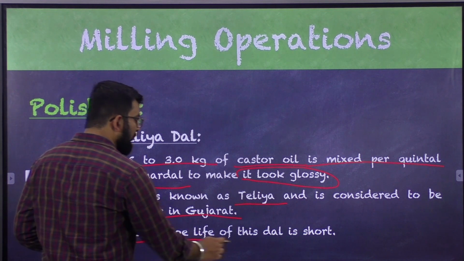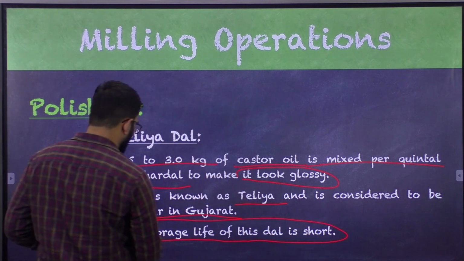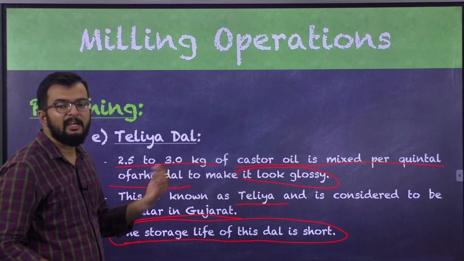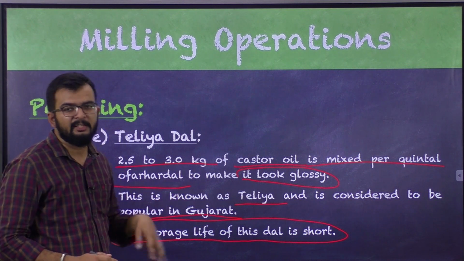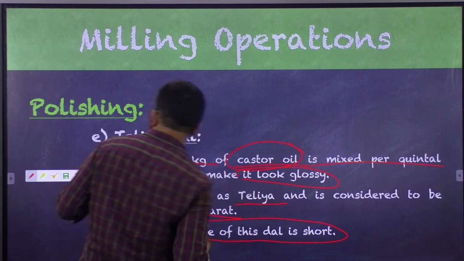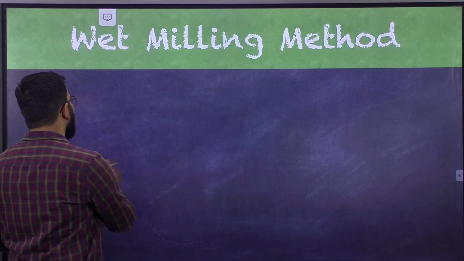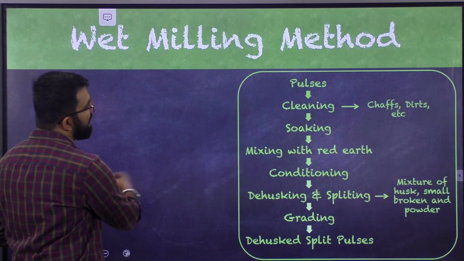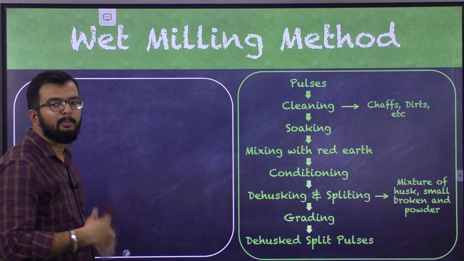The storage life of this dal is short since you are applying oil. So the storage life or the shelf life of dal decreases comparatively, especially this is castor oil. Okay. So this was the last method of polishing. So after polishing, your pulses are ready to be packaged.